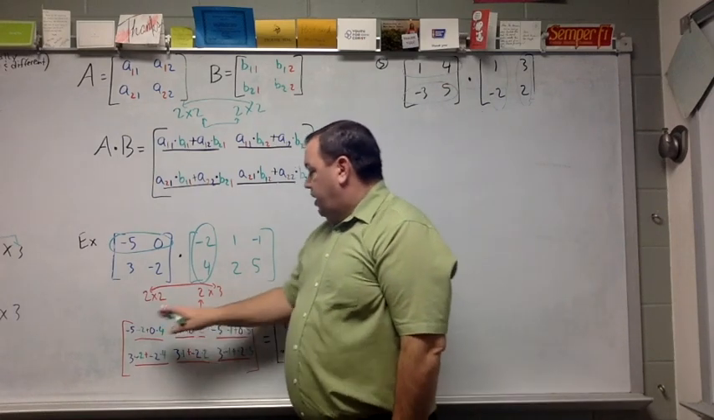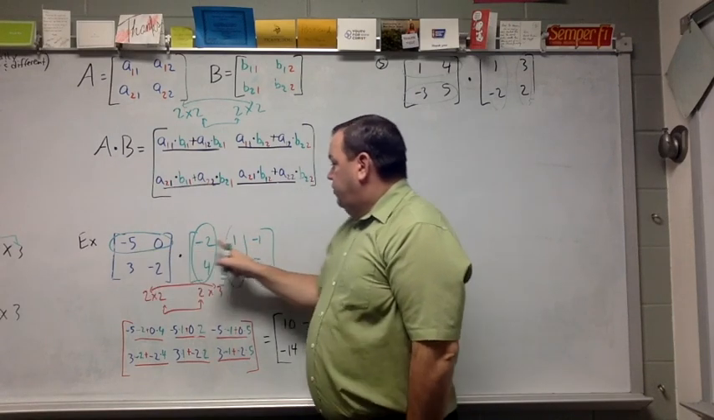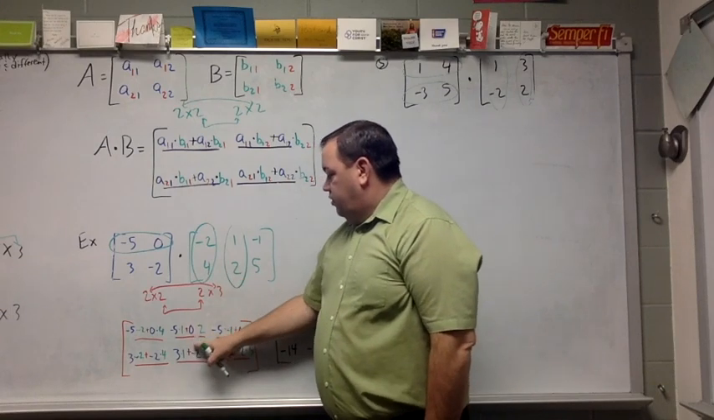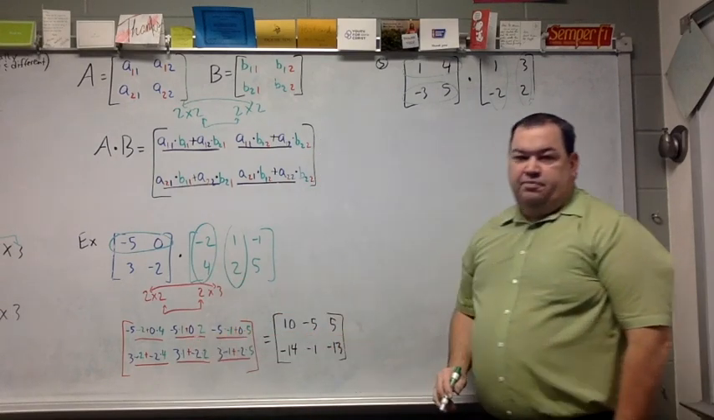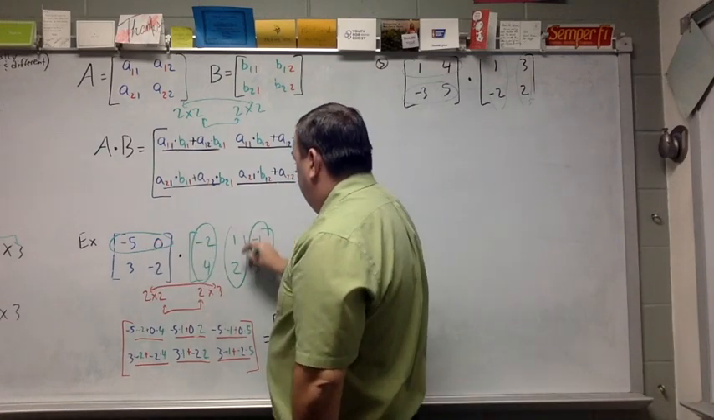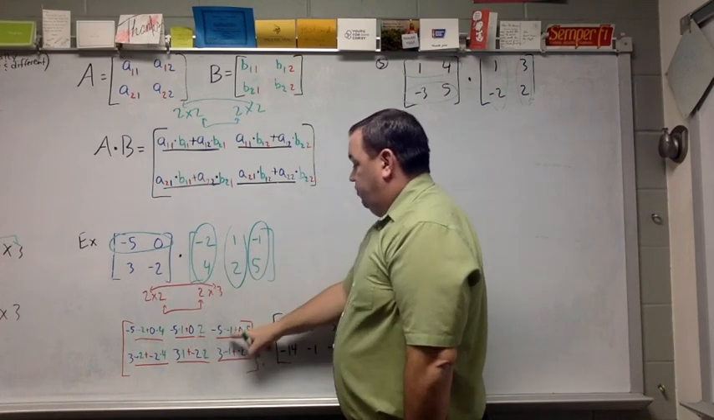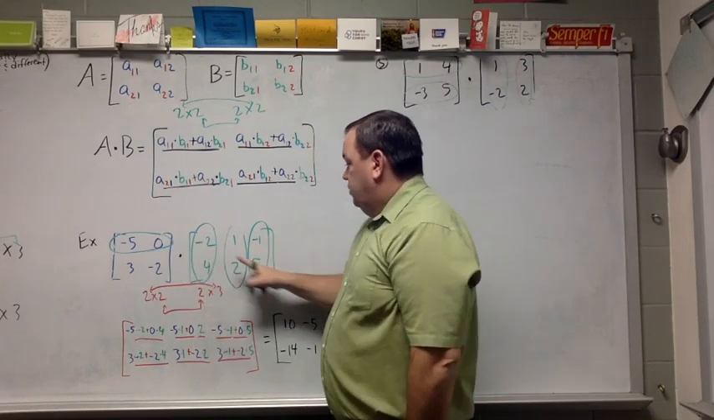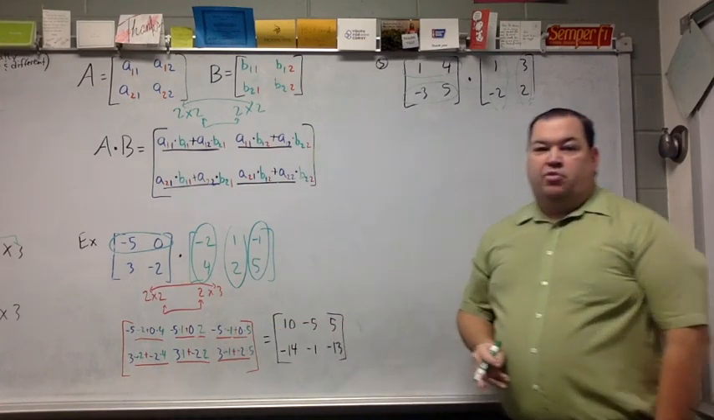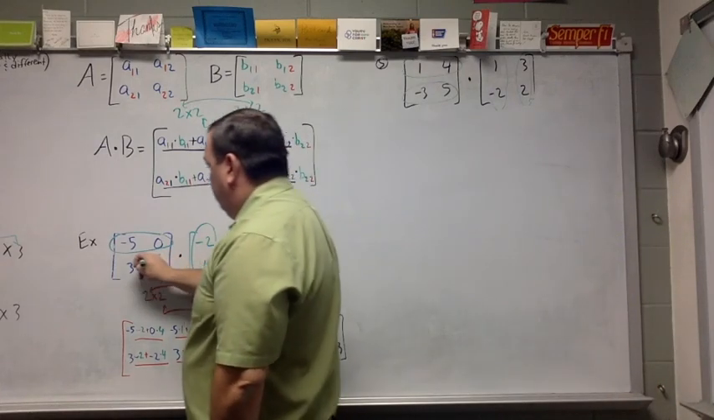Still in row 1, but now I'm going to move over to column 2. -5 times 1, 0 times 2, and I add those two things up, I got -5. Finally, I'm still in row 1, but now I'm in column 3. So I took the -5 times the -1, the 0 times the 5, I added those up, that goes in row 1, column 3.